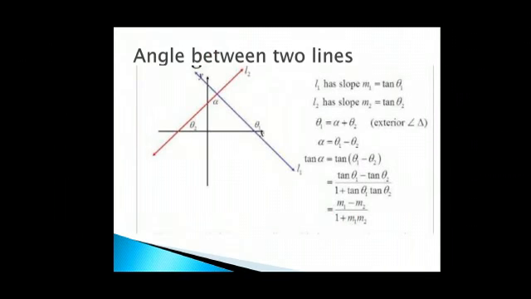Now let us come to the point of angle between the two lines. Consider line L1 with slope m1 which is tan theta 1 and L2 with slope tan theta 2. From the figure you can very clearly see that tan alpha can be written as tan of theta 1 minus theta 2 using the exterior angle theorem. Using the formula of tan A minus B, I get tan theta 1 minus tan theta 2 upon 1 plus tan theta 1 tan theta 2, that is m1 minus m2 upon 1 plus m1 m2.